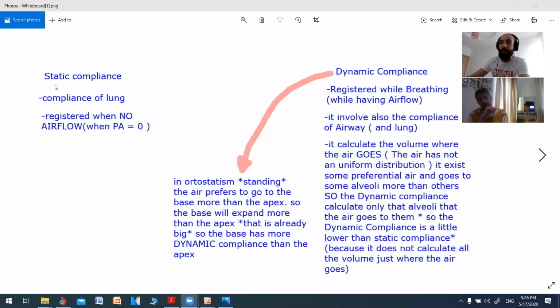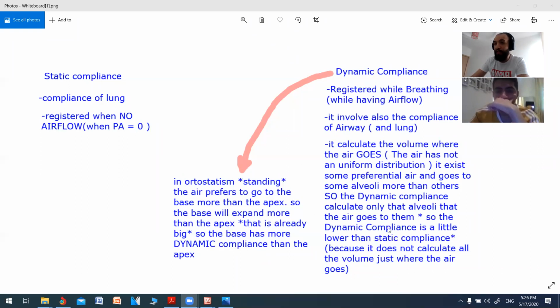I wrote everything here. The static compliance is the compliance of the lung registered when there is no airflow, when PA equals zero. Dynamic compliance is registered while breathing. In orthostatism, the air prefers to go to the base more than the apex. So the base will expand more than the apex. So the base has more dynamic compliance than the apex. Is it clear? And you read the next.